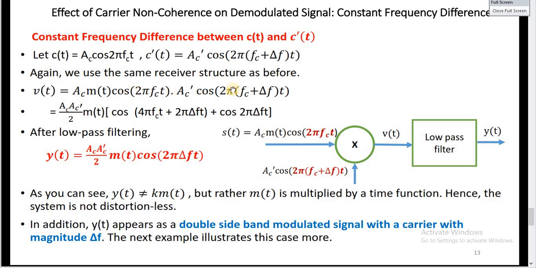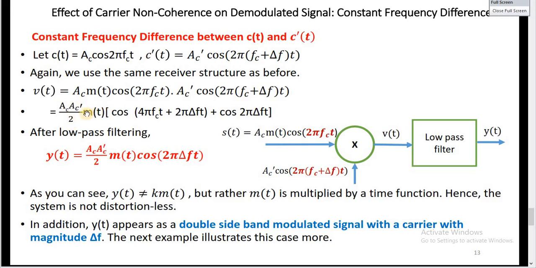Again, we have a cosine times cosine. We have cosine the sum plus cosine the difference. And for cosine the sum, we have AC prime over 2 m of t cosine 4 pi Fc t plus 2 pi delta F t. This is a high frequency component which will be rejected by the low pass filter.